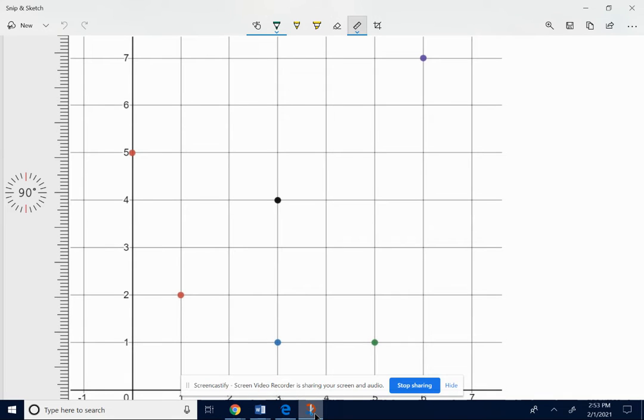Okay, the lesson you're going to be doing is on Desmos, and it's mainly just exploring things on your own for the most part. But I wanted to give you a start on the big idea.